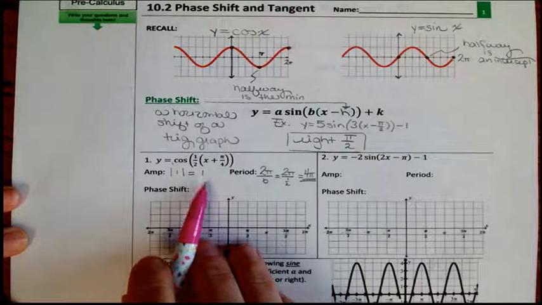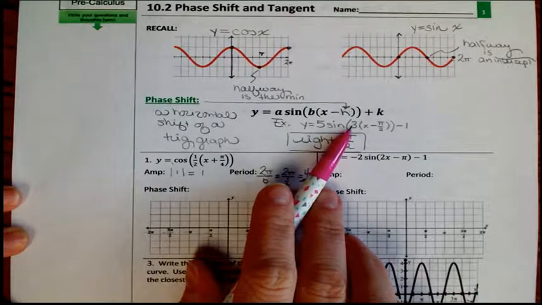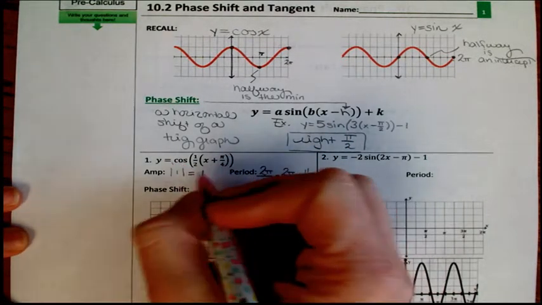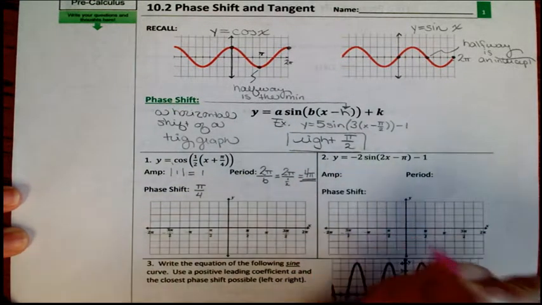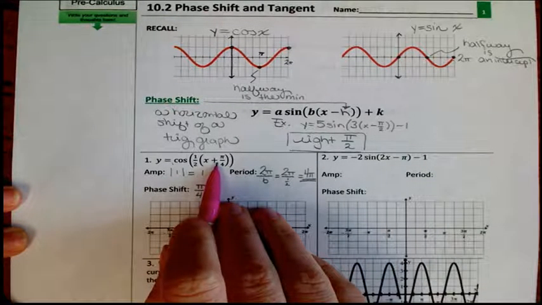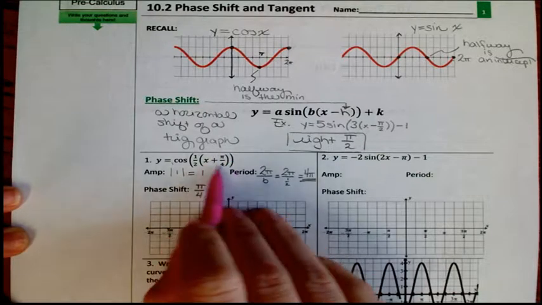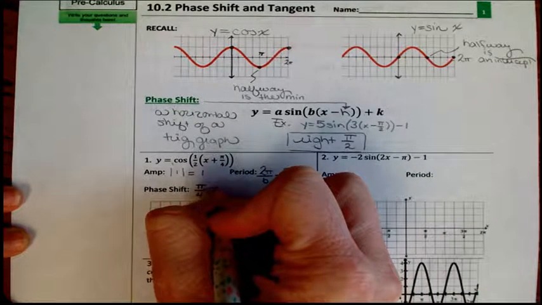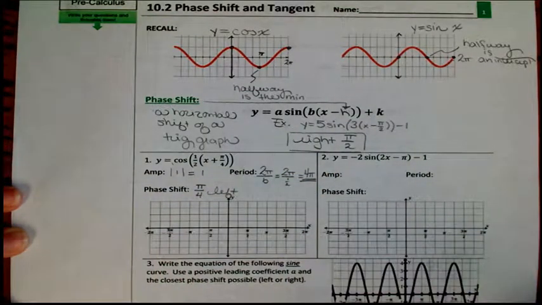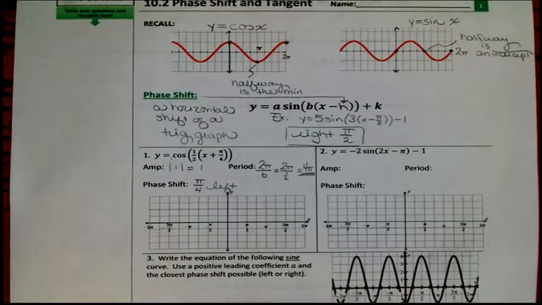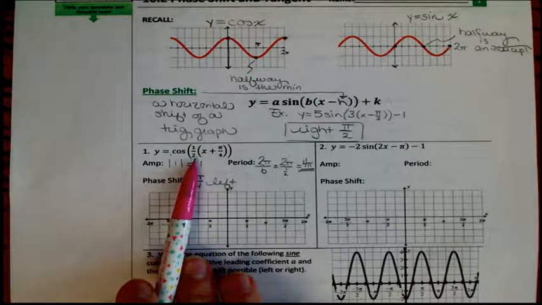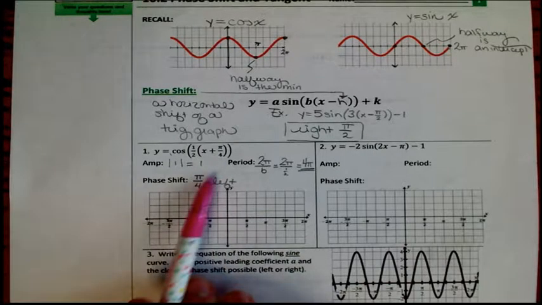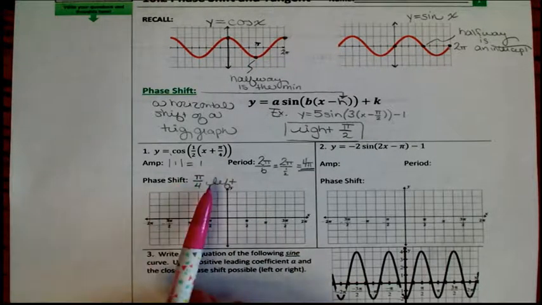And our phase shift, we look at this H value, and our H value is pi over 4, but now is it to the right or to the left? Well, this is positive. We're going to move in the opposite direction of what we see, and that will be left. All right, pi over 4 left. And we don't have any vertical translations here, the only changes are going to be with the period of our cosine function and then its movement to the left.